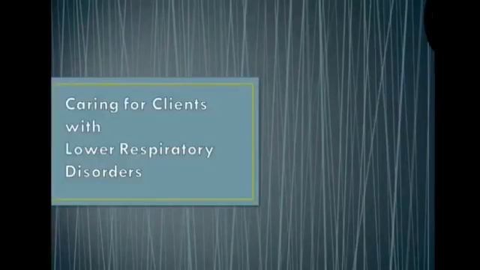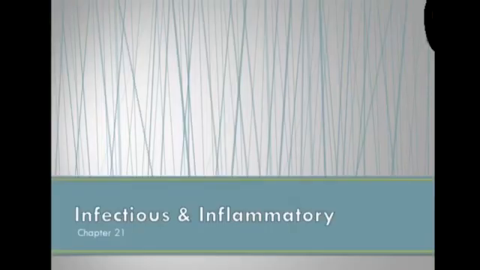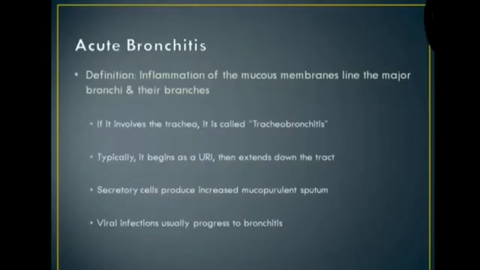Okay, we're going to talk about respiratory disorders that are involving the lower respiratory structures. First, we're going to talk about infectious inflammatory diseases, and those are going to be found in chapter 21 of your book. First one we'll talk about is acute bronchitis. Now, this is something you're probably all pretty familiar with.